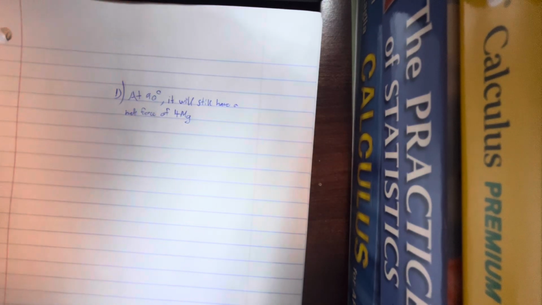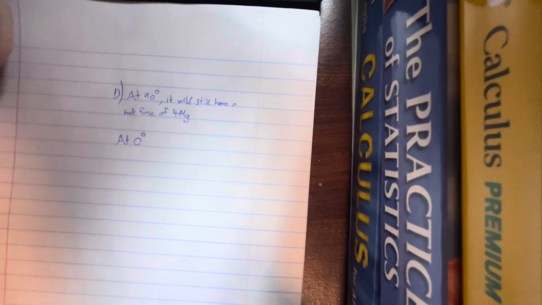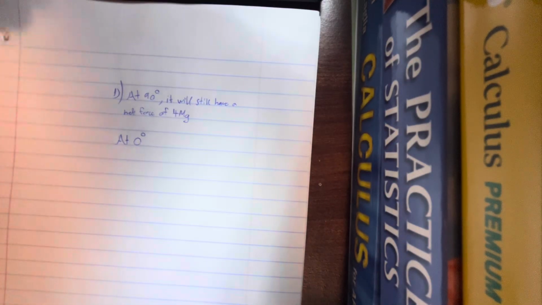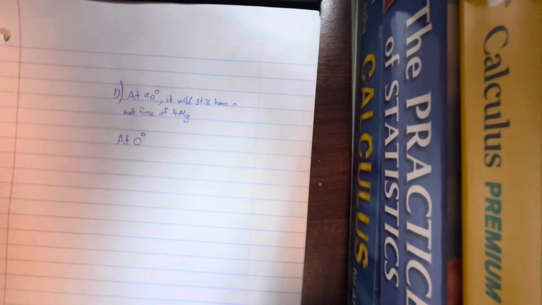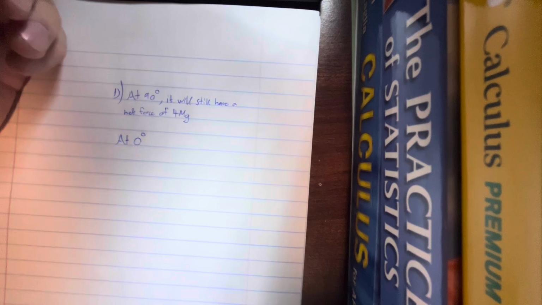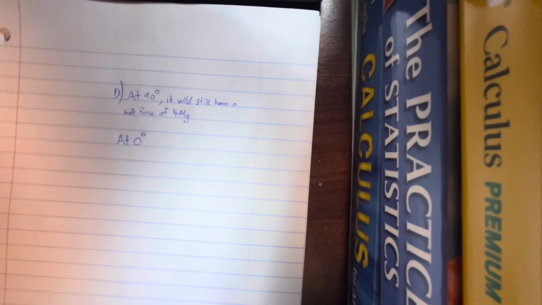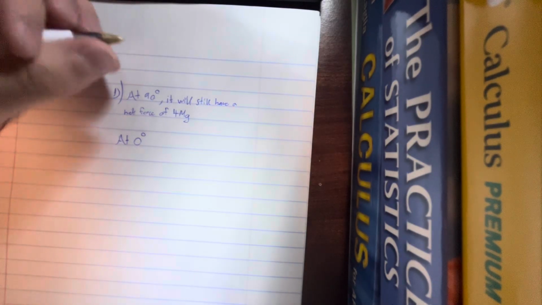To go along with that, without the string, when it's at 0 degrees, that means it's completely horizontal. That means the horizontal forces, there are none because there's no tension, and then the vertical forces, gravity and normal force, just cancel each other out. So net force is 0, it just remains at rest. So that means it has an initial net force of 0.